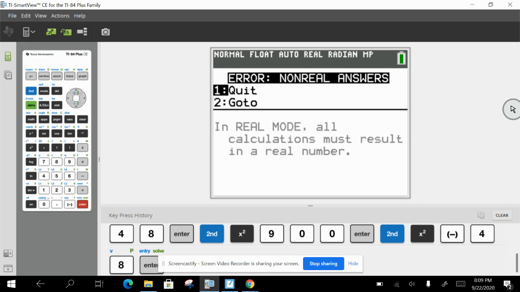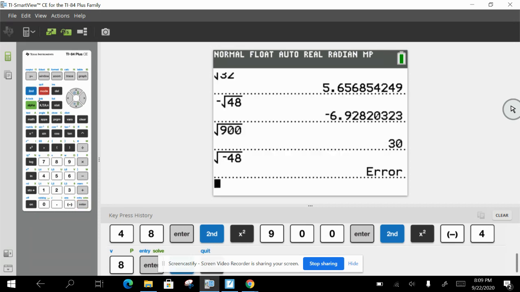So this means that whenever you take the square root of a negative number, it's going to give you this error message. So we can't take the square root of a negative number unless we were in a class where we were allowed to use imaginary numbers. And you'll learn about imaginary numbers in Algebra 2 and maybe geometry, but definitely Algebra 2. So please do not do this. Maybe just pay attention because I don't want you to mess up your calculator setting.